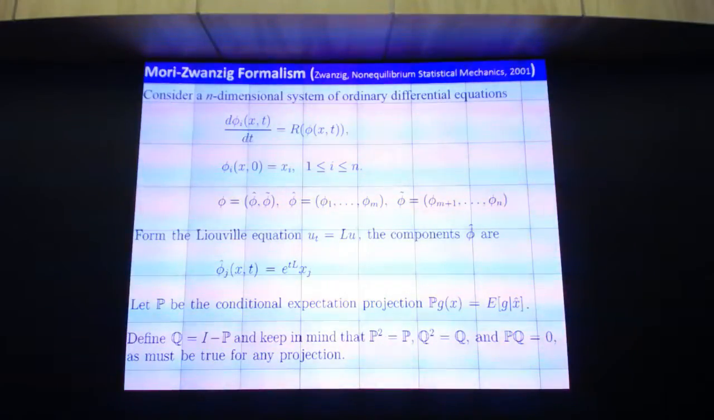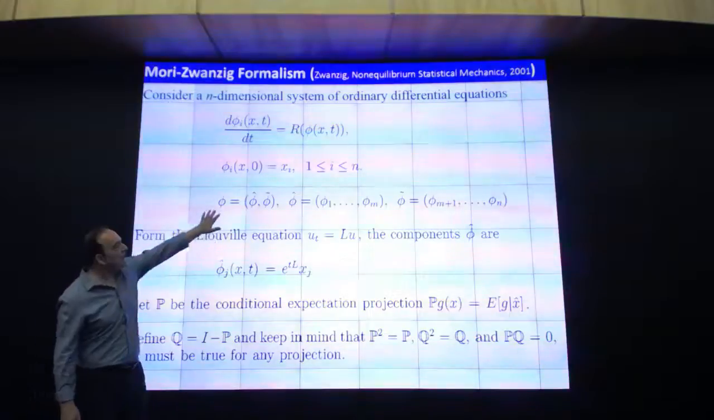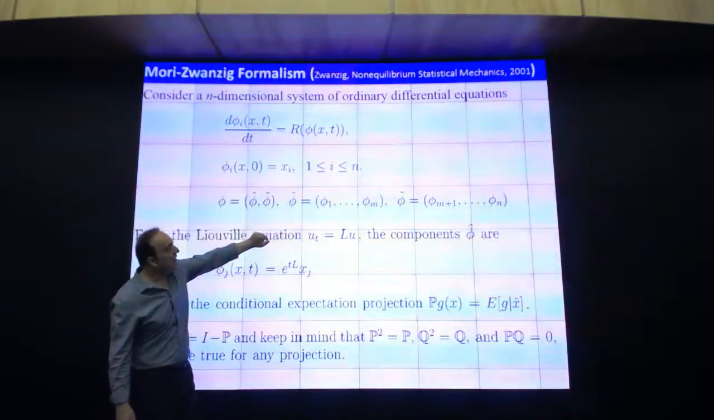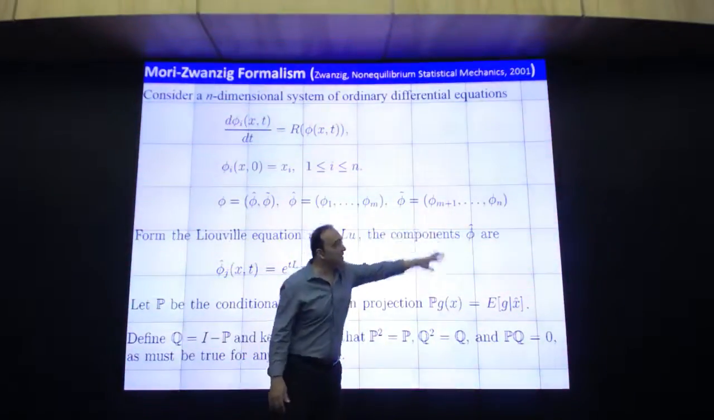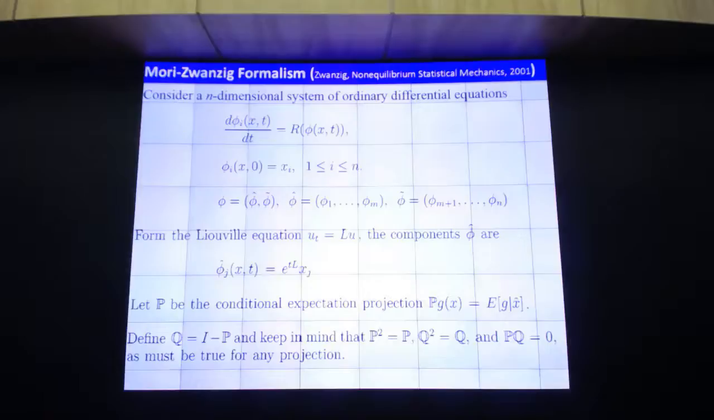I will go from 1 to n, but I break up phi into two groups. This will be the coarse grain, the resolved variables, the capital letters that I used before, and the tilde will be the small scales, what I called earlier irrelevant scales, but a better term is smaller scales. So I separate the phi into two parts.